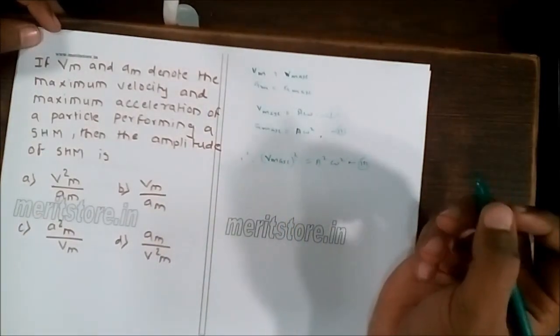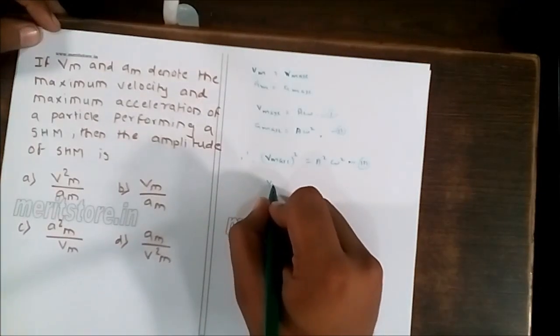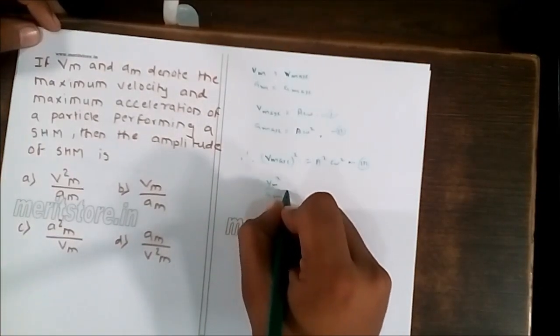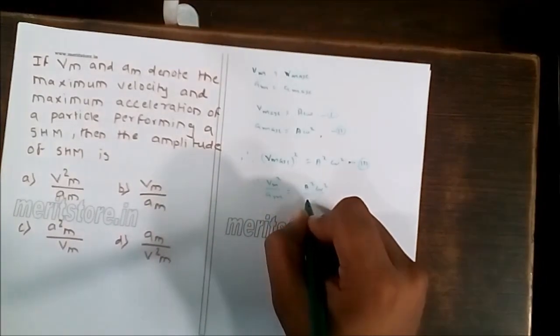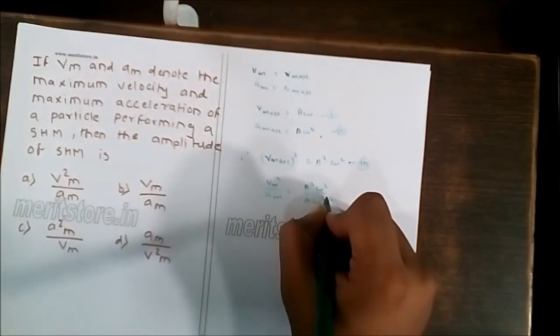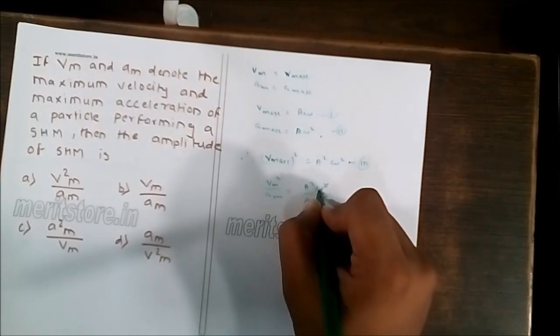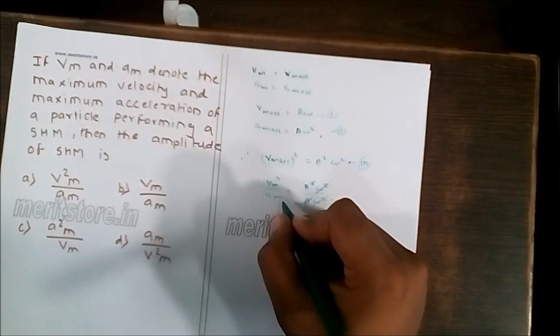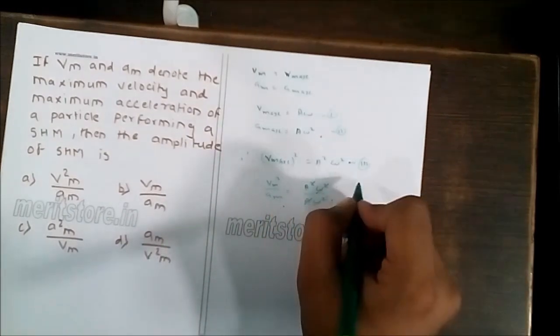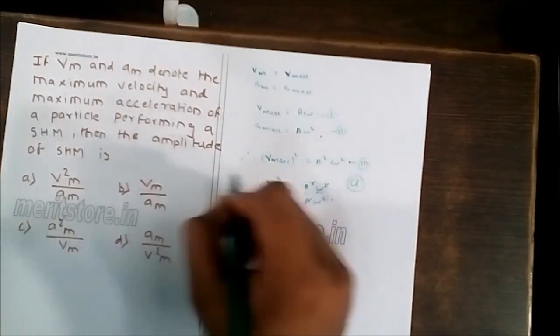So if I divide 3 by 2, I'll get Vm square upon Am is equal to A square omega square upon A omega square. Omega square gets cancelled, A and A square get cancelled. A is equal to Vm square upon Am. Here option A resembles it.